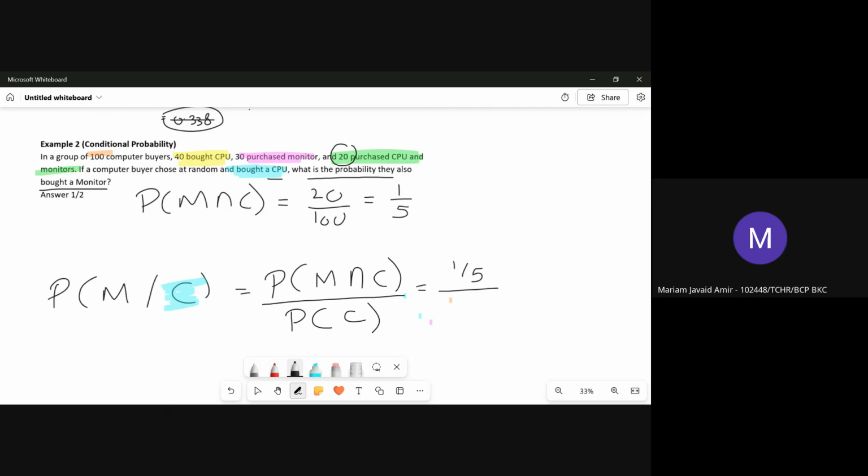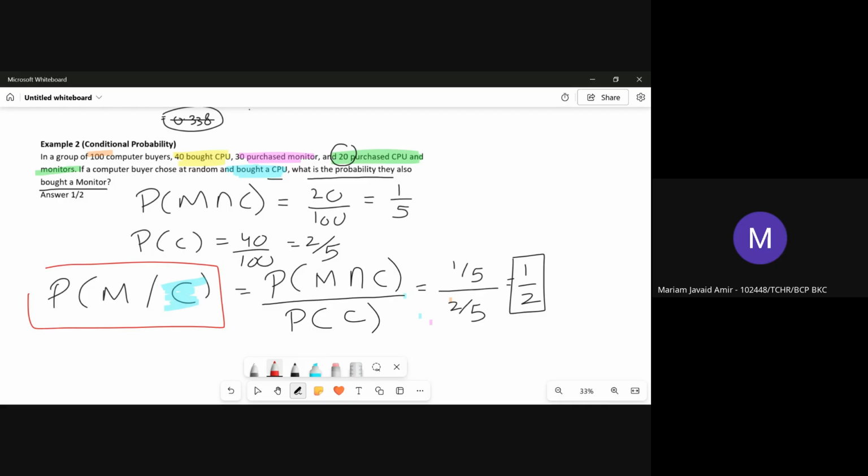Okay. Now, probability of buying a CPU would be 40 out of 100 people bought a CPU. So that would be 40 over 100 is 2 by 5. So denominator will be 2 by 5. And when we simplify, we get 1 by 2. So you need to understand that this question is asking you about probability of buying a monitor given CPU was already bought.